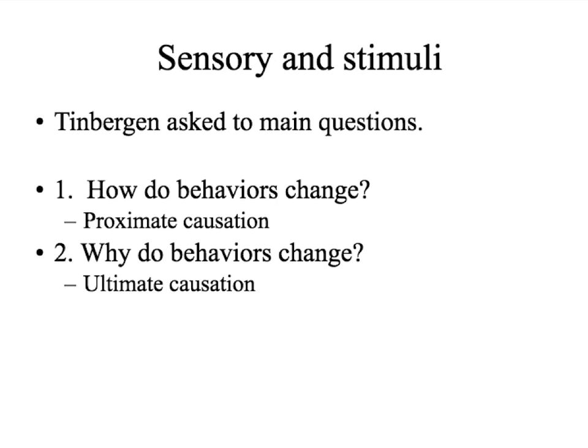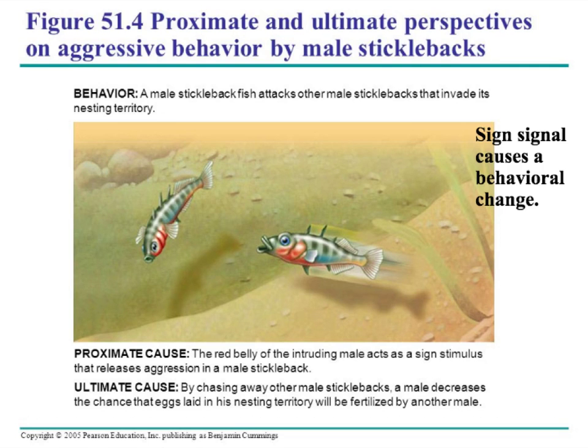So if you recall, we talked about Tinbergen's main questions, the proximate versus ultimate causation. Proximate meaning how do behaviors change, and ultimate, why do behaviors change. Your book uses the sticklebacks and how they are aggressive when they see the color red. The proximate cause would be the what changes, so that the red belly indicates an intruding male, and so the other male will attack it.